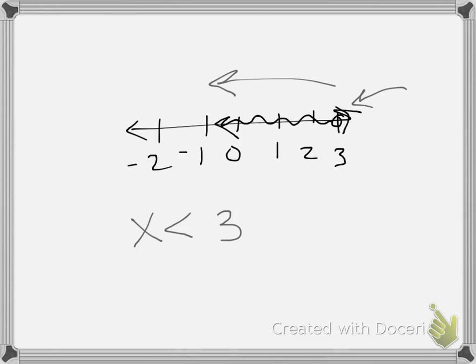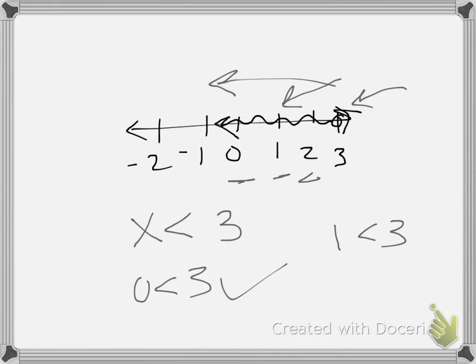Okay, now let's check some answers. So it looks like 2 would work, 1 would work, and 0 would work. 0 is the easiest. Is 0 less than 3? Yes, it is. Okay, let's try 1, because 1 is also in my shaded region. Is 1 less than 3? Yes. So we know that our equation that we made is true.